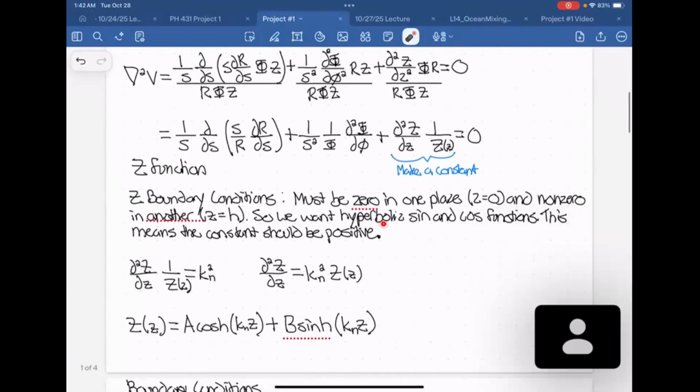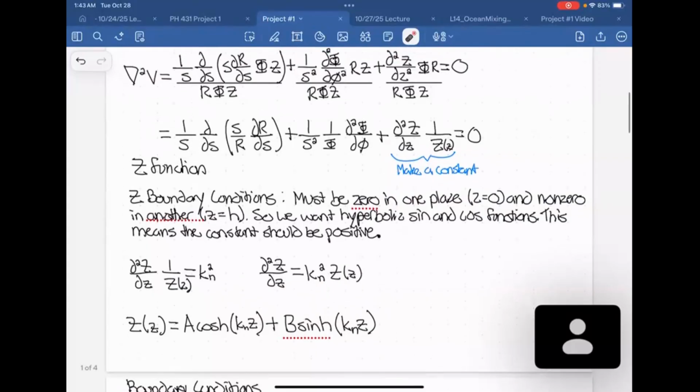Therefore, we want hyperbolic sine and cosine functions because they do this. They go to 0, but they also can be non-zero. Because we want hyperbolic sine and cosine functions, we're going to have a constant that's positive. So we're going to call this constant k sub n, or specifically, we're going to set this equal to k sub n squared. So this is just this here. Then we're going to rearrange it a bit so that we have d squared z over dz squared equals k sub n squared times z.